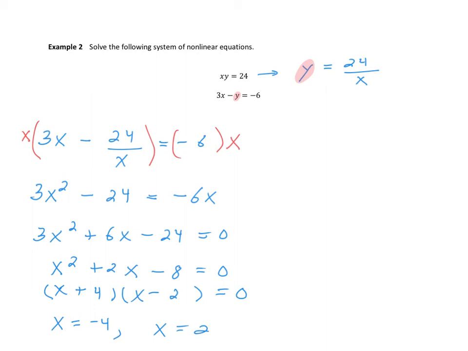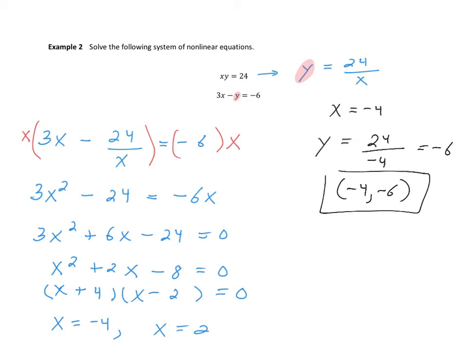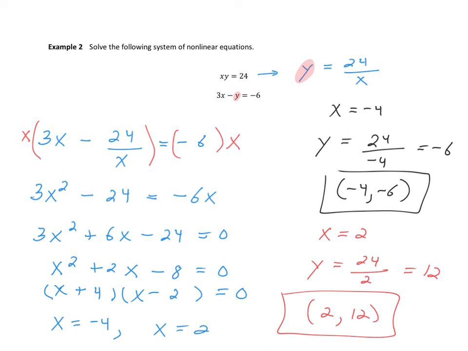Of course, we need the corresponding y values. So let's see. When x is negative 4, y is equal to, I guess I'll use this equation here. I'll put negative 4 here, and let's see what we get. That's 24 over negative 4. That is negative 6. Therefore, negative 4, negative 6 is a solution. Looks like there's going to be one more. When x is equal to 2, y is equal to 24 over 2, which is 12. So we get 2, 12 as the other solution to this system.